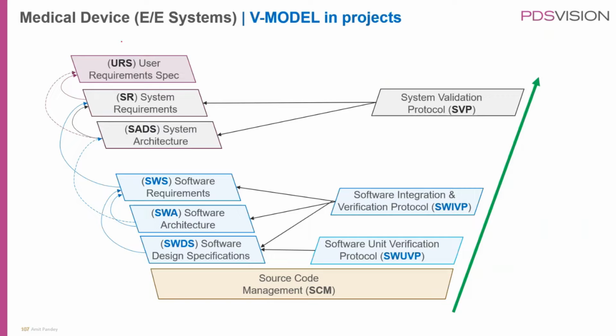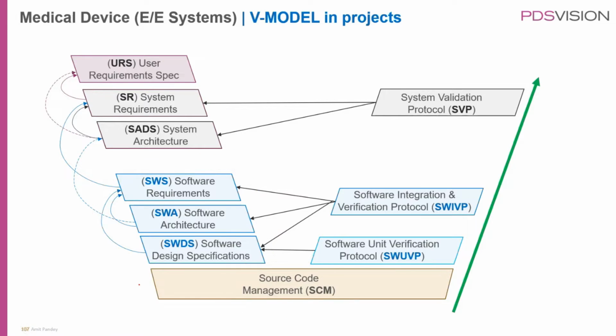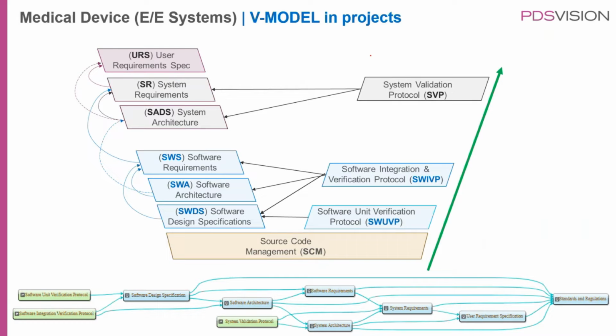There's a user requirement spec, then a system requirement, system architecture, a software requirement, software architecture, and software design spec, and then there are test cases, which are the protocols. One is the system validation protocol, the software integration and verification protocol, and then the software unit verification protocol. And then you have the source code data management here. What we will focus on in today's session is more the right hand side, which is the test cases.